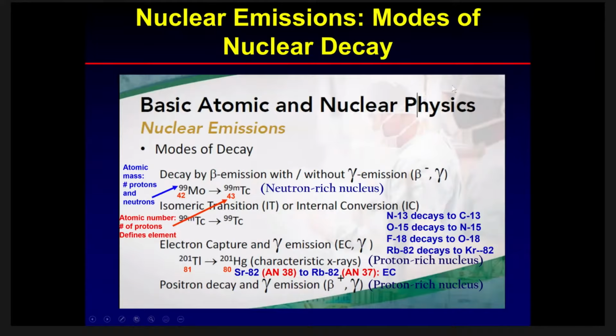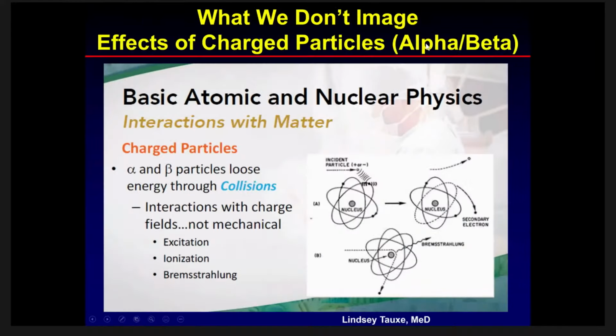Also, there are many ways in which particles interact with matter, and now we're going to talk about alpha and beta particles specifically. Usually alpha and beta particles lose energy through collisions. There can be excitation, where a particle goes near an electron and excites it to a higher level. There can also be a case where a particle comes in and kicks an electron out of its orbit and causes what we call a characteristic X-ray, which is here.